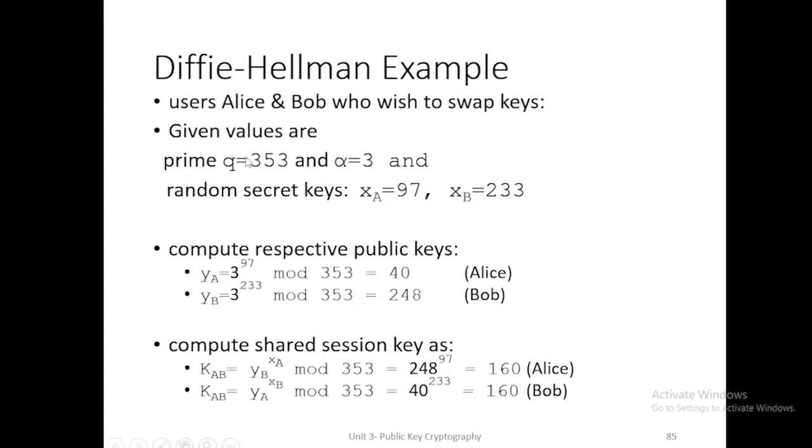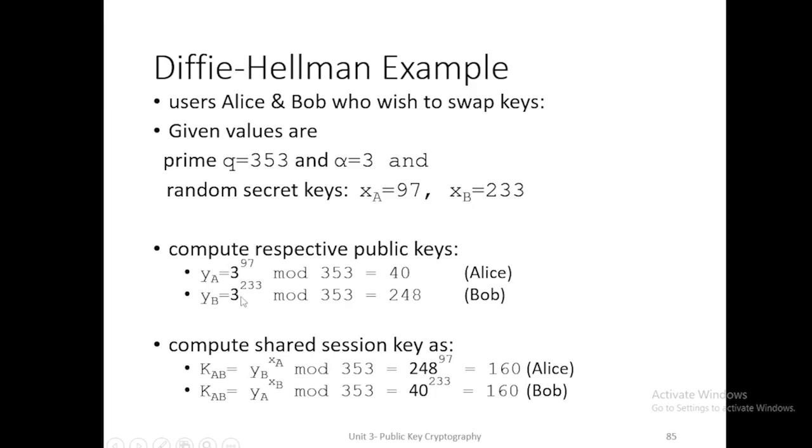Let us take the problem. Here I am taking the largest prime number Q equal to 353, and alpha is one of the primitive roots of Q, so I am taking alpha equal to 3. They will give the private keys of both users: Xa value is 97, Xb value is 233. The formula is Ya equal to alpha power Xa mod Q. Here alpha is 3, Xa value 97, Q value 353. Since Q is a prime number, we should apply Fermat's theorem for this exponentiation calculation. So the Ya value is 40 at last.